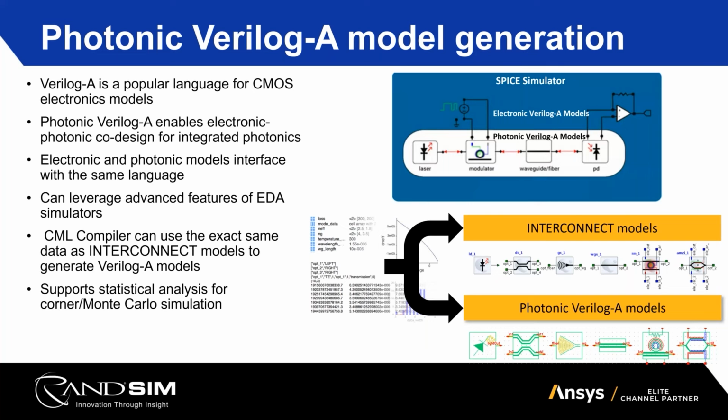The CML compiler can use the exact same data as the INTERCONNECT models to generate the Verilog-A models, and it is basically just one command line script. The Verilog-A models also support statistical analysis, for the corner and Monte Carlo analysis, and can load the process file from the Foundry.